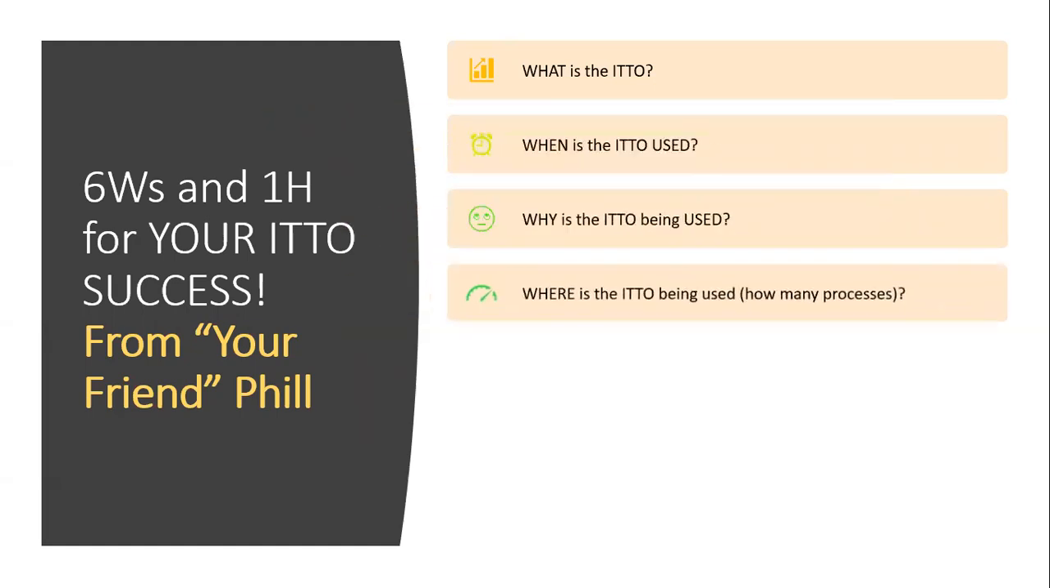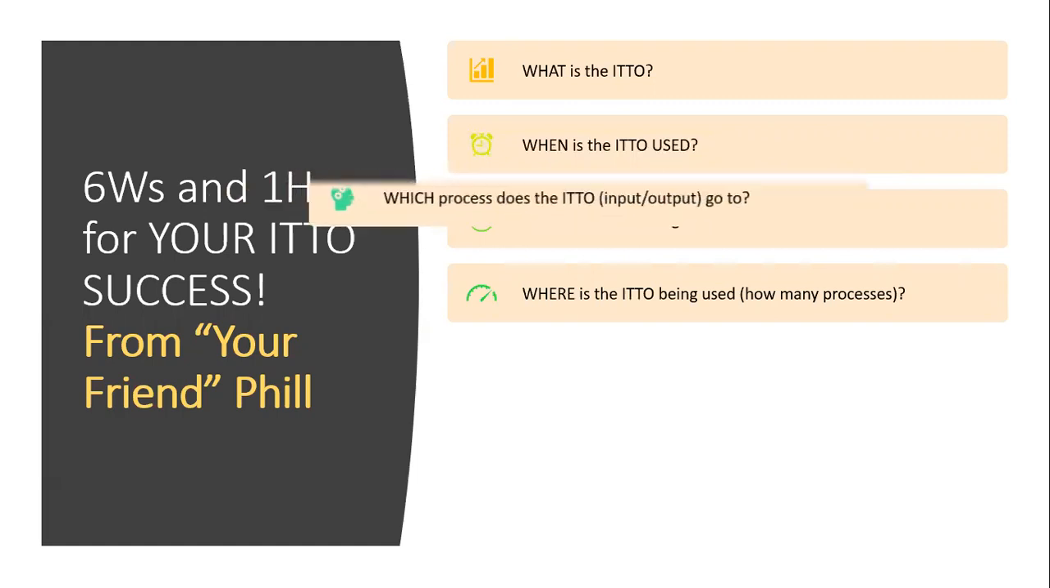The next W is, where is the ITTO being used? Again, the tools and techniques are very troublesome. I can guarantee you, if you test yourself on page 686 to 693 or 694, you'll find gaps that need to be closed as far as where those unique tools and techniques are being used, or where are those grouped tools and techniques being used? How many processes? The tables on page 686 of the PMP guide will help you know that.